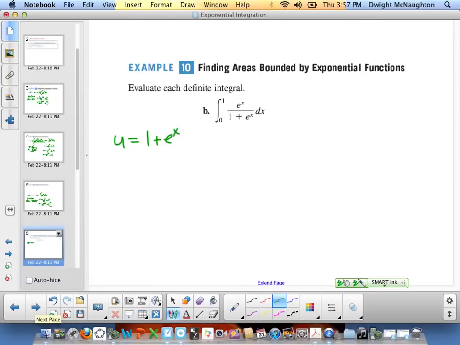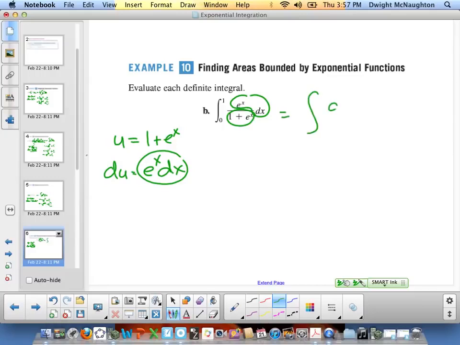As I do that, then my du will be, well, the derivative of 1 is a constant, so it's 0. Derivative of e to the x is e to the x dx. Notice we have this right here. We got u on the bottom, so we can substitute it out. So it'll be du over u. We're going to have to change our limits.